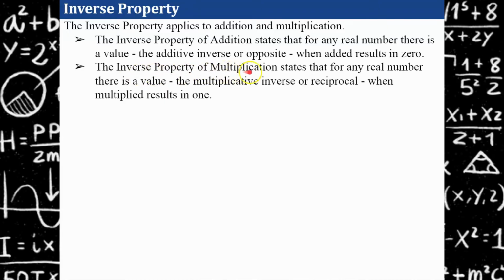The inverse property of multiplication states that for any real number, there's a value, which we refer to as the multiplicative inverse, which is a big mouthful, also known as the reciprocal. And when you multiply, it results in 1. So for the inverse property of addition, the two values will have a sum of 0. For the inverse property of multiplication, they will have a product of 1.